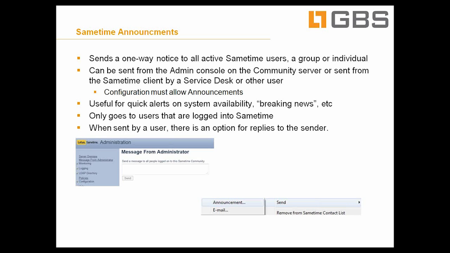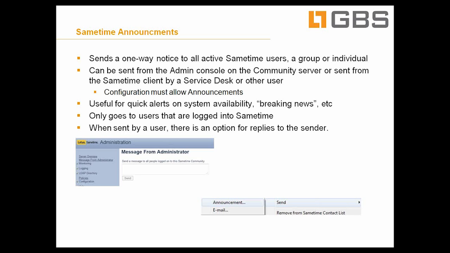The other thing is the announcements that you can send from the Sametime Connect client. They have to be allowed in the configuration, so you just need to go into the Sametime config and enable that via the checkbox there. Again, great for system availability, breaking news.